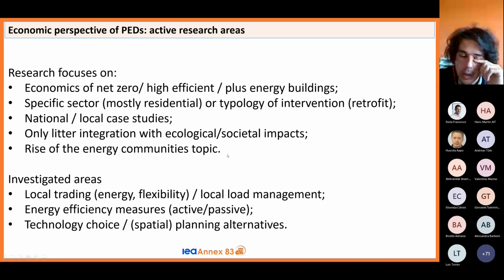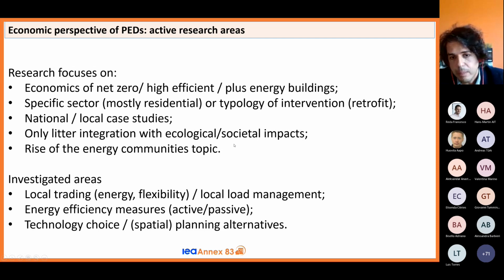On to the economic perspective instead, a few more words here before going to the way forward and conclusions. Usually research focuses on economics and application either at the single building level, that is net zero, highly efficient buildings, plus energy buildings, as well as the rise of the energy communities topic, and PETs even more so.